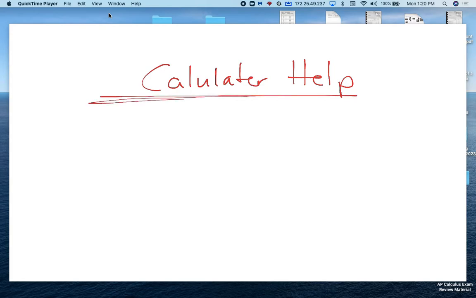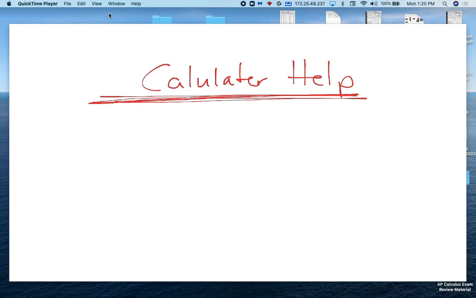This is just a calculator help feature. First of all, if you have a TI Nspire that you got from us, great. This is where you're going to start using it even more. And if you have issues with your TI Nspire, let me know, and I will help you with that as well.